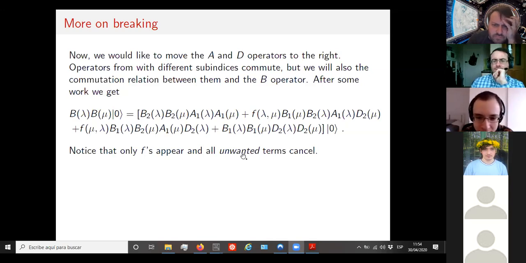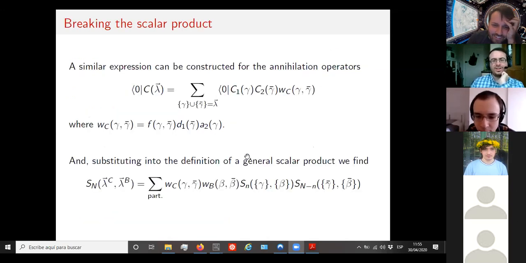Actually, the unwanted terms, it's not about this. All terms are wanted. You want to have all the terms. Well, I think we can still continue with this, maybe.